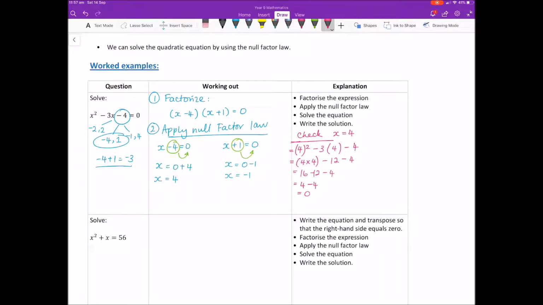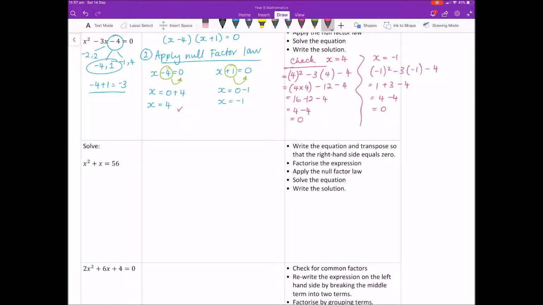And we just found that substituting x equals 4 into the equation does give us an answer of 0. So now we know that that's correct. Let's check and see what happens when we substitute x equals negative 1. And again, what we've just seen here is that when x is equal to negative 1, we can also get an answer of 0, which proves that these are our two solutions to the quadratic.